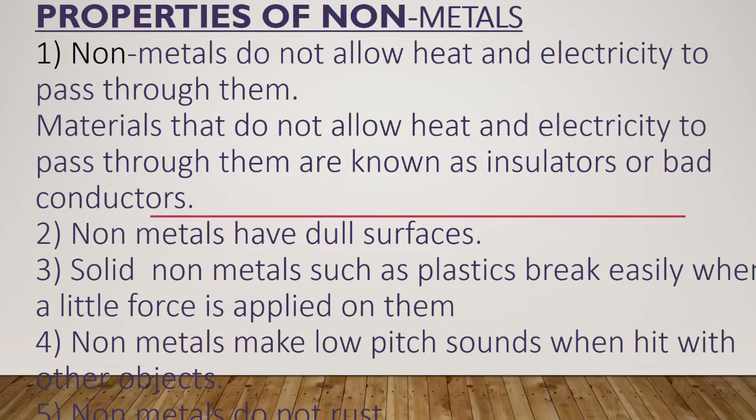Properties of nonmetals. So we're going to look at some properties of nonmetals. Firstly, nonmetals do not allow heat and electricity to pass through them. Materials that do not allow heat and electricity to pass through them are known as insulators. Please underline the word insulators or bad conductors.